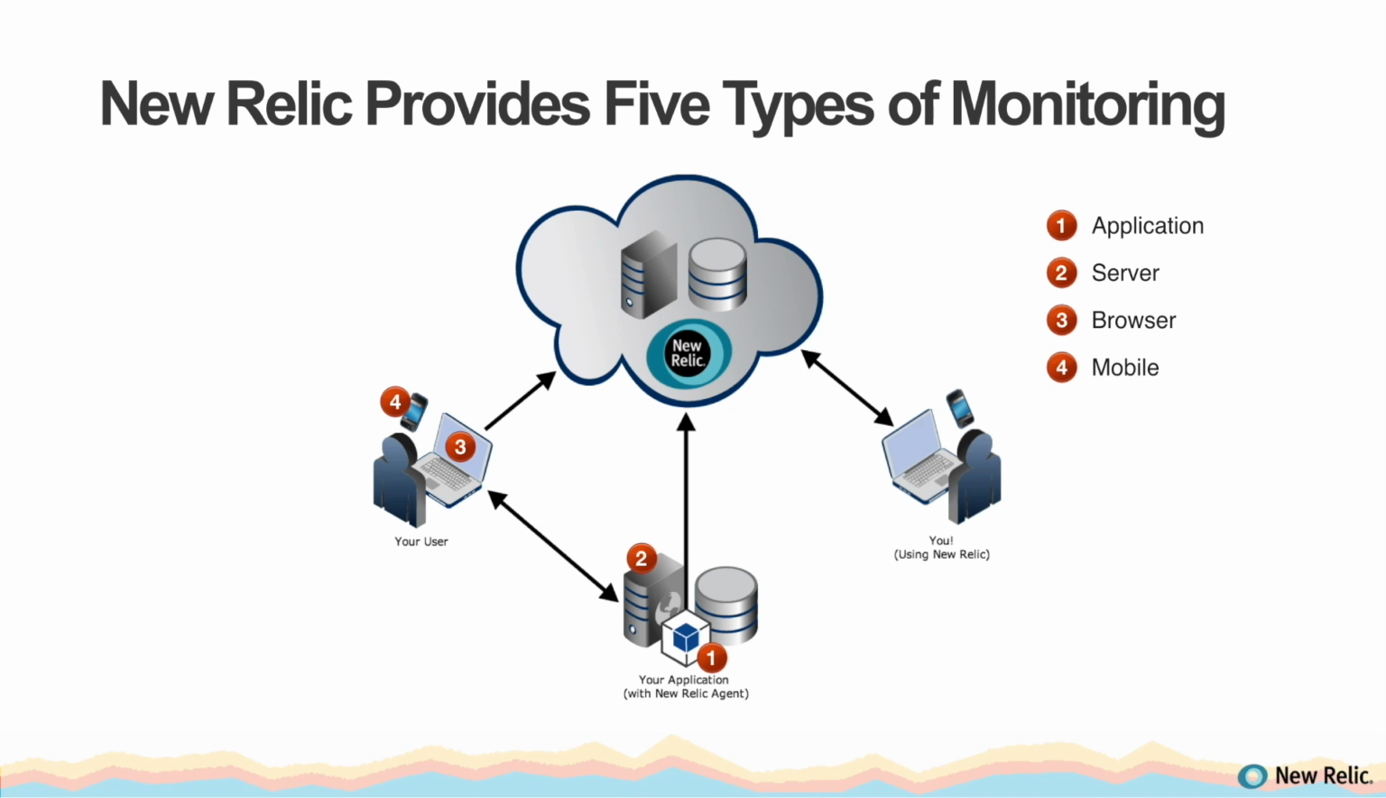The fourth is mobile monitoring. If you have a mobile application, there's a New Relic agent for iOS and Android that can measure performance and capture crash dump information for mobile applications. And finally is availability monitoring. Using a geographically distributed network of pingers, New Relic can visit a URL that you specify and let you know if that URL is not available or returns an error.